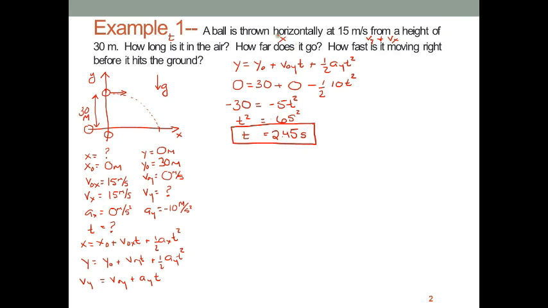Okay, next thing it wants to know is how far does it go? That's an x question. We only know one equation that involves x. It is the top one, so that's the one I have to use. Okay. And now I can plug in what I know. I don't know x. I set x naught equal to 0, so there goes that term. V naught x is 15. The t is the number from above, so that's 2.45. A sub x is 0, so that sets that whole term to 0. 15 times 2.45, when you put that into your calculator, is 36.75 meters.